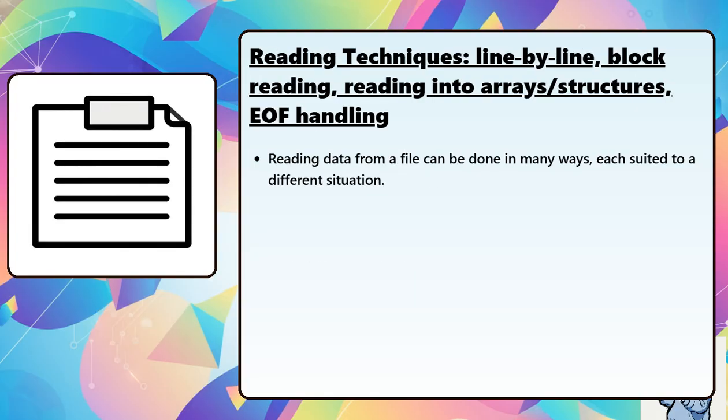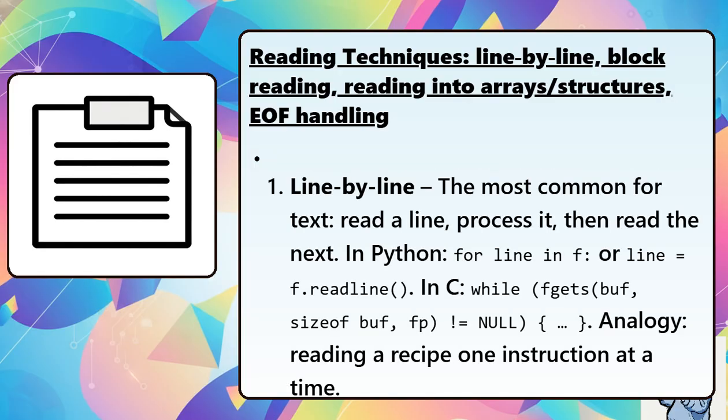Reading data from a file can be done in many ways, each suited to a different situation. Line by line, the most common for text: read a line, process it, then read the next. In Python, you can write for line in f, or line equals f.readline(). In C, you can write while fgets(buffer, sizeof(buffer), fp) not equal NULL, do something. Analogy: reading a recipe one instruction at a time.